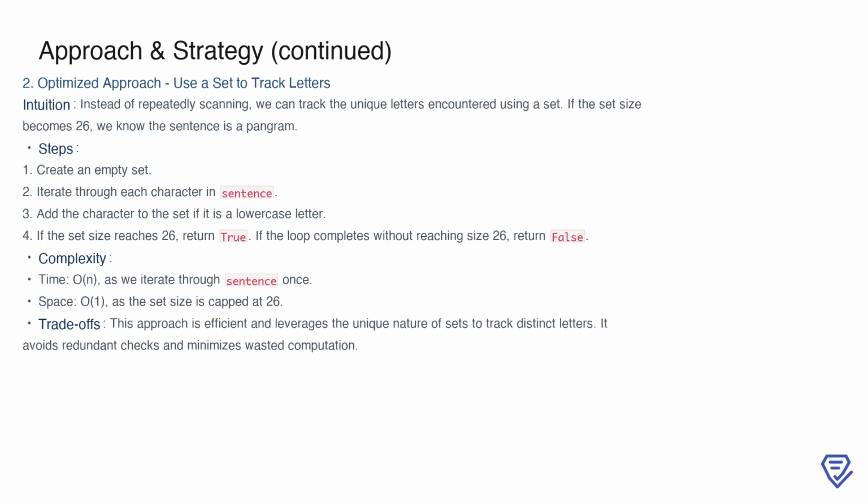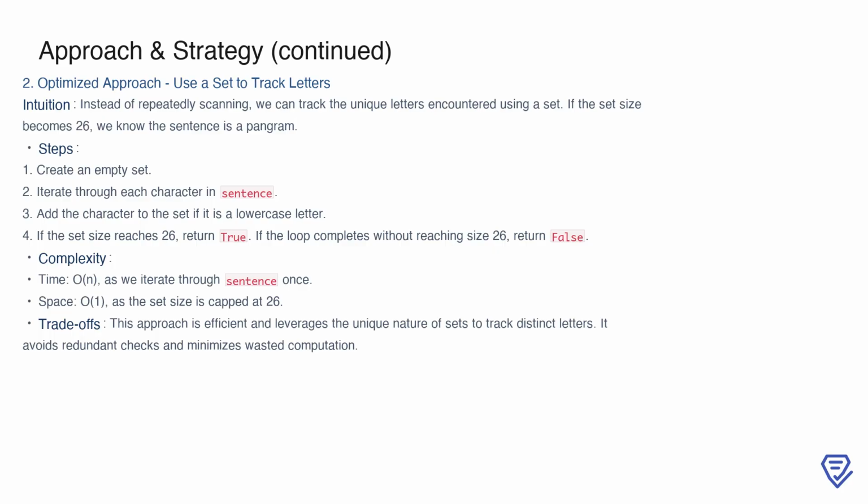An improved solution is to use an optimized approach based on sets. Instead of checking each letter individually, we can leverage a set's ability to track unique elements. By iterating through the sentence, we add each lowercase letter to the set. The moment the set contains all 26 letters, we know the sentence is a pangram and can terminate early.